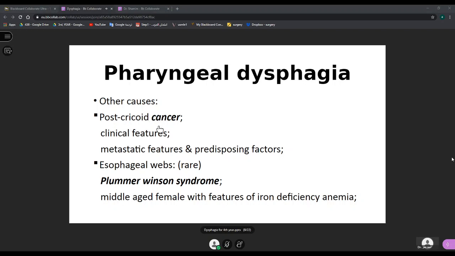And may I ask you, what do you think will be the most important differences in the clinical features between a pharyngeal pouch and a post-cricoid cancer? Both of them will have pharyngeal dysphagia. Both of them will point to the pharynx or to the throat. What do you think the clinical picture will differ between a pharyngeal pouch and a post-cricoid cancer?